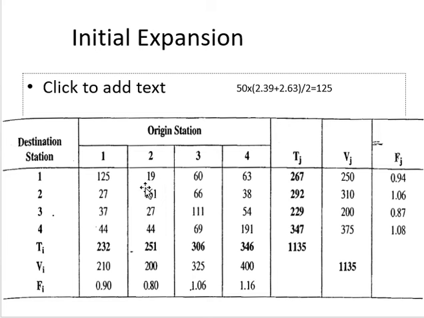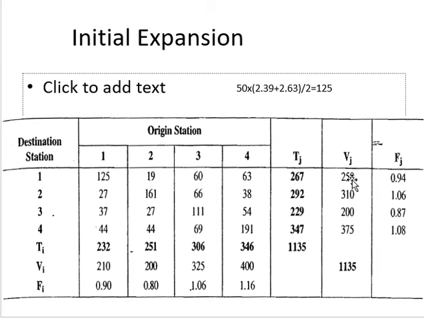So now the whole matrix will change in this manner. Each number will be multiplied by the average of the row and column factors. Now once you have done that, you will calculate new summations. So each row will have a new summation, each column will have a new summation, and then you will recalculate the factors as well.